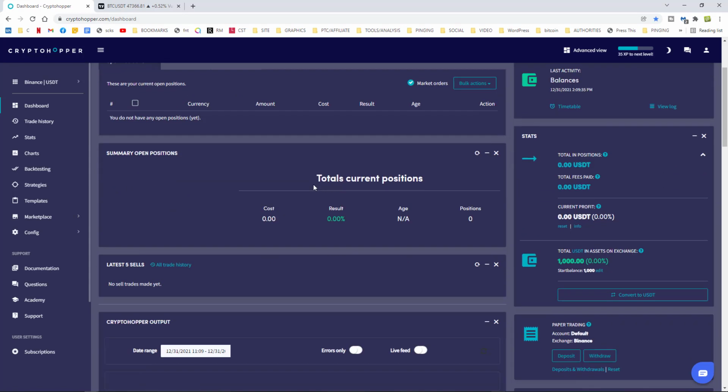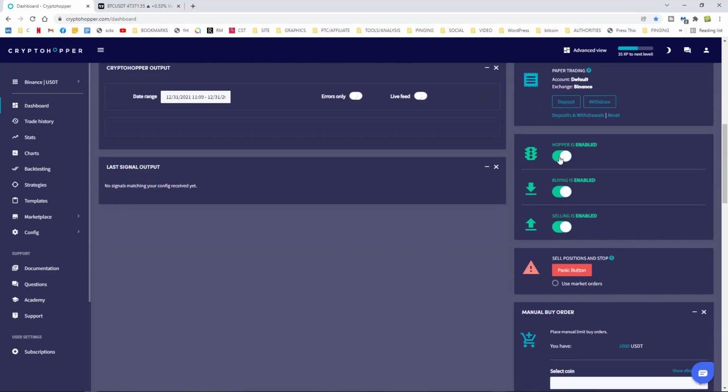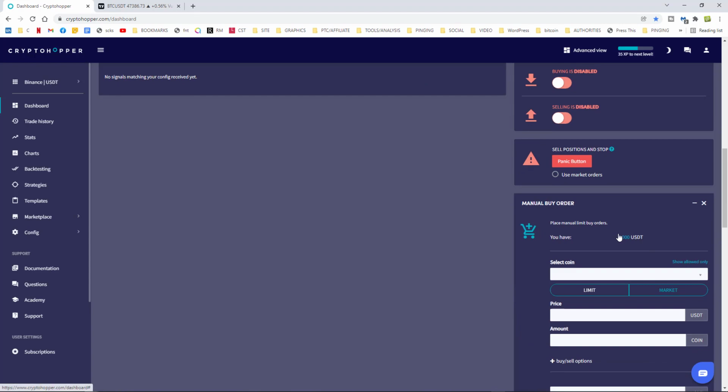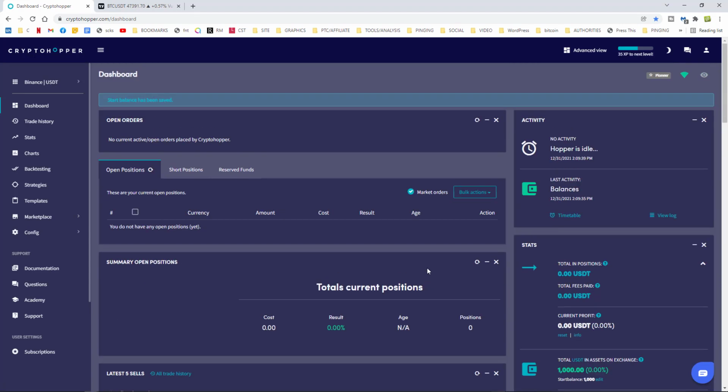Okay, so here we are. Just going to switch it off because I don't want any misfires. Okay. Got $1,000 fake money in there. So how do we set up the bot to buy automatically based upon its own generated triggers or signals?